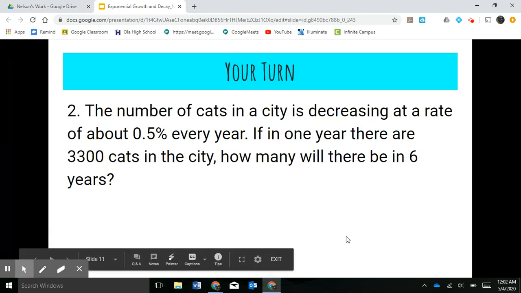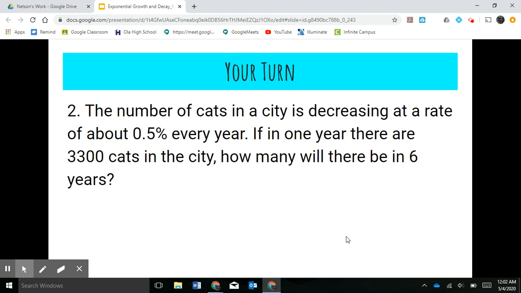Next one. The number of cats in the city is decreasing at a rate of about 0.5% every year. If in 1 year there are 3,300 cats in the city, how many will there be in 6 years? All right, you're going to have to think a little bit. This is a little tricky question, but I'll let it pause and let you answer the question.